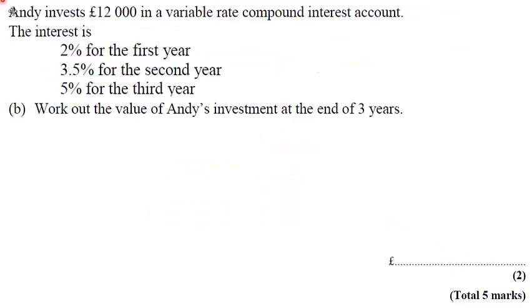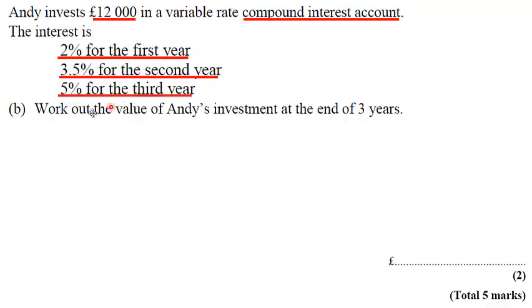Going on to part B now. It says Andy invests £12,000 in a variable rate compound interest account. So £12,000 compound interest account, and variable rate means that there are different rates for different years. So the first year is 2%, the second year is 3.5%, and 5% for the third year. So he's putting it in for 3 years altogether.